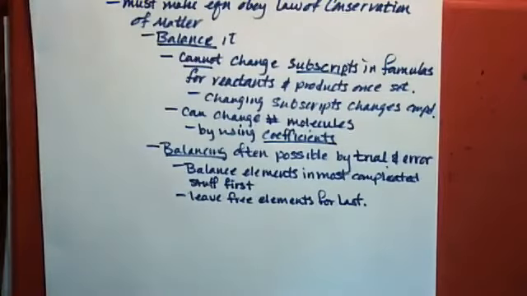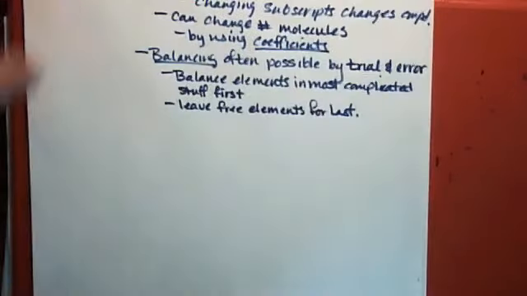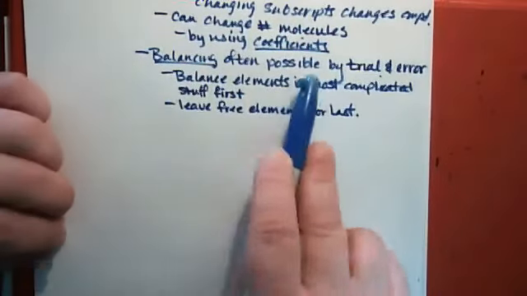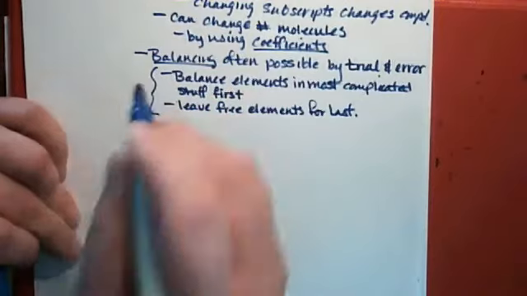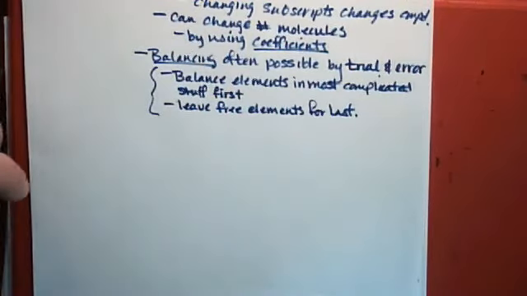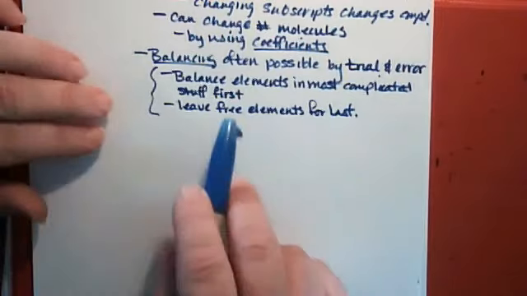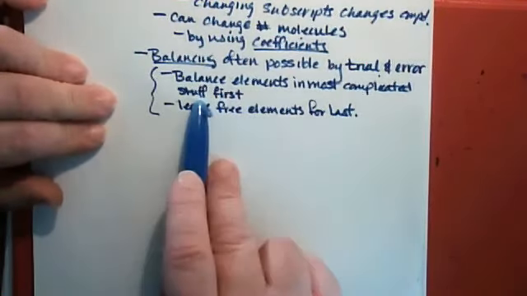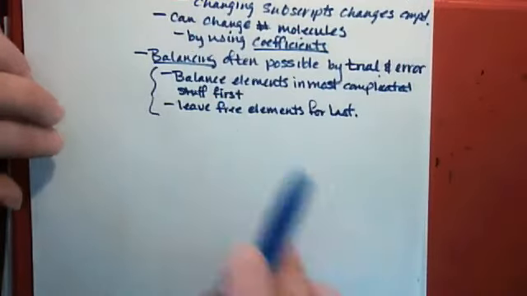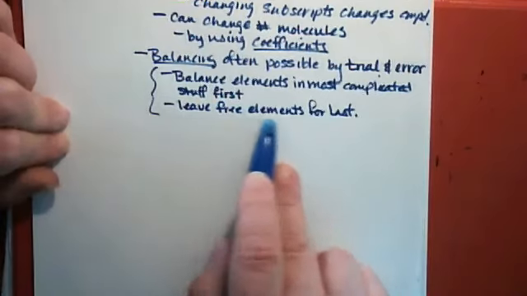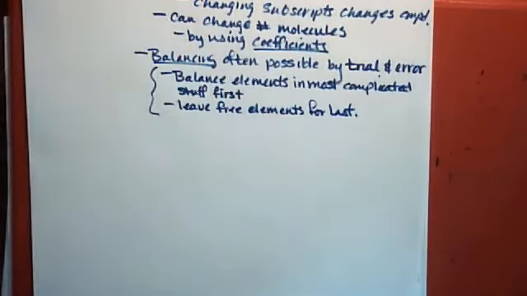Okay, to pick up where we left off, as I said, balancing is often possible by trial and error, but even then, there are a couple of basic rules that you should keep in mind just to avoid going around and around and never actually ending up with it getting balanced. First of all, balance the elements in the most complicated compounds first. That is the compounds with the longest, most complicated formulas. And then leave any free elements for last.